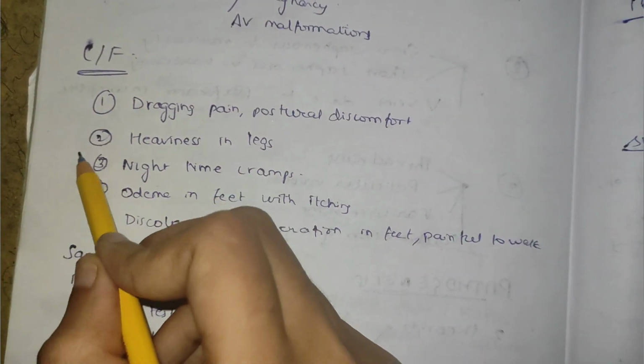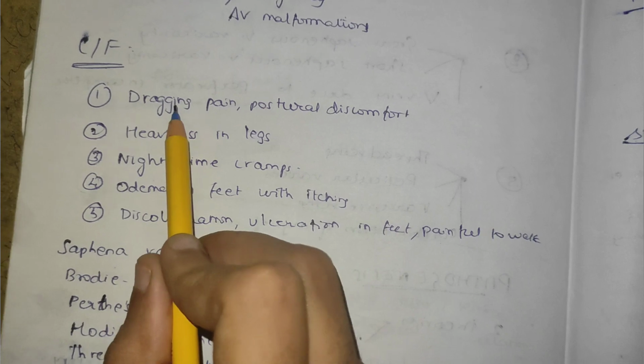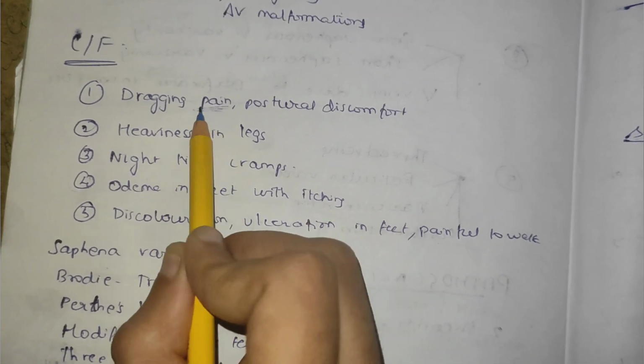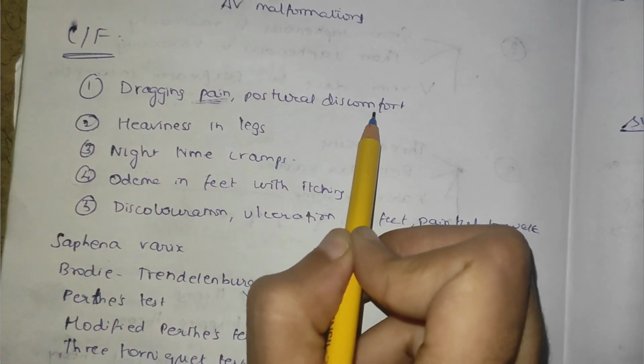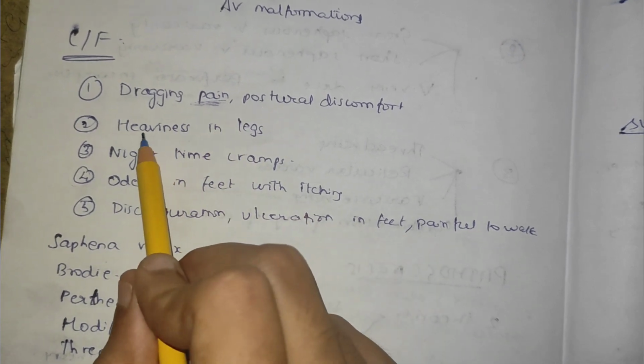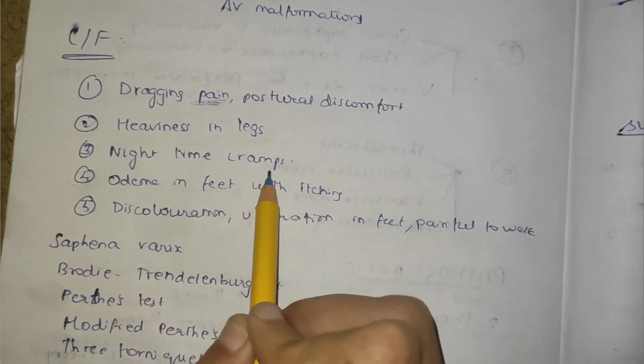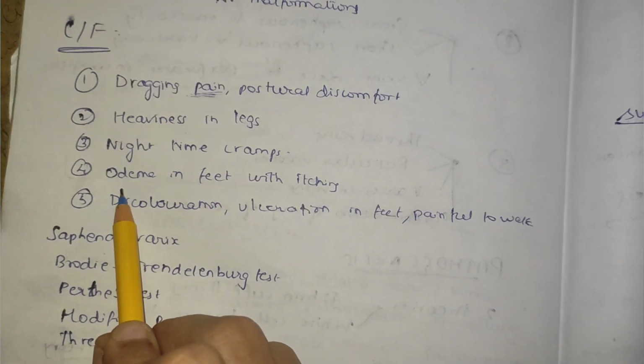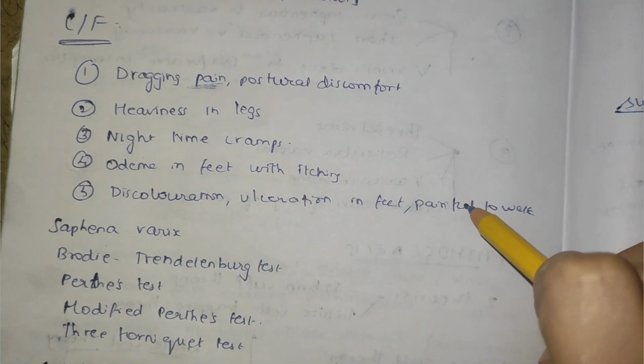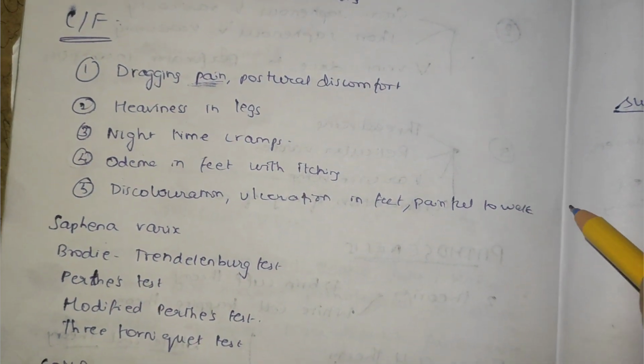Five main clinical features are included here. First one is the dragging pain and postural discomfort. Next, due to the stasis of blood, there will be heaviness of legs and nighttime cramps, especially midnight, and edema is felt with itching, discoloration, ulceration of the feet, and the patient finds it painful to walk.